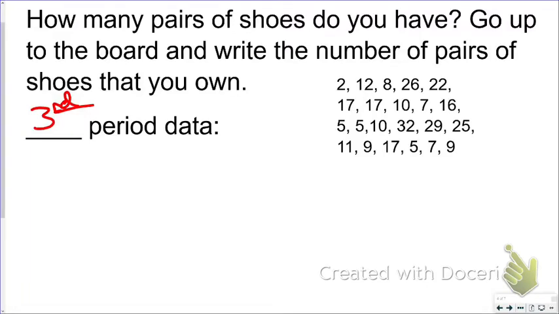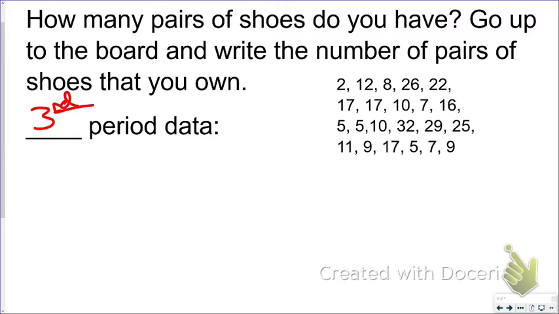In stats today, we continued with the handout 1.2. I realize I skipped one of the questions that I asked about miles per gallon for a car that you drive, and we moved on to this. We'll deal with that in a little bit, but I want to get to stem plots, and we're going to make a stem plot of pairs of shoes. So here's the third period data.